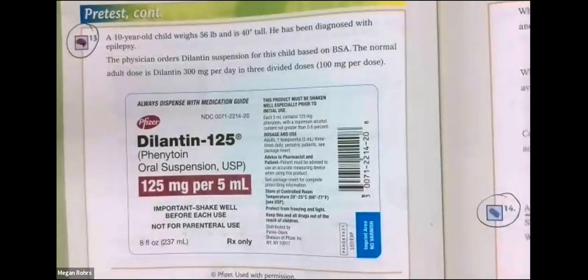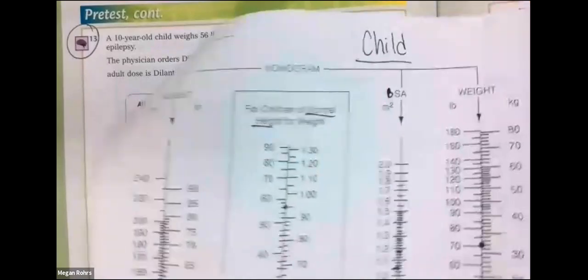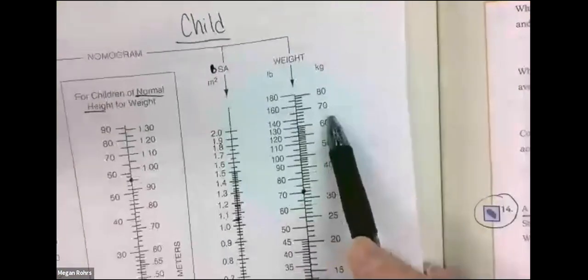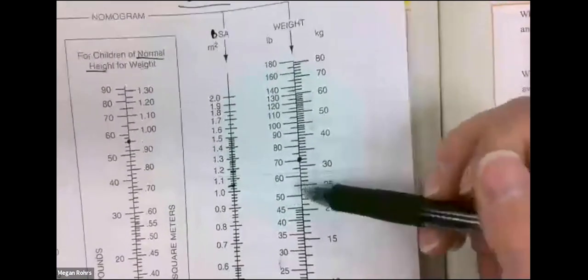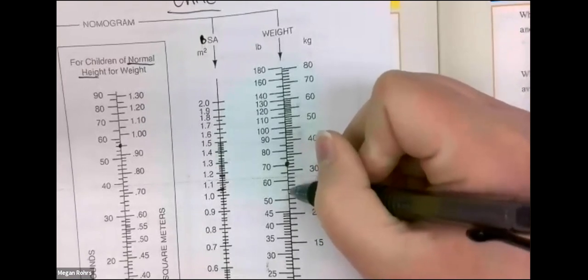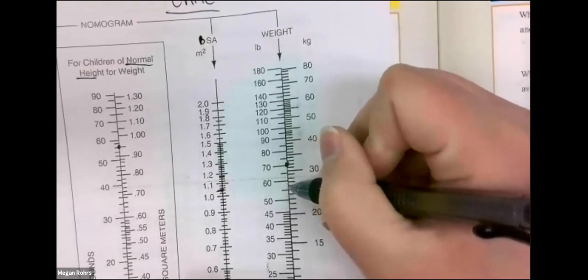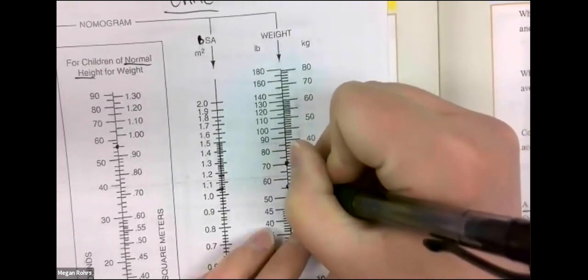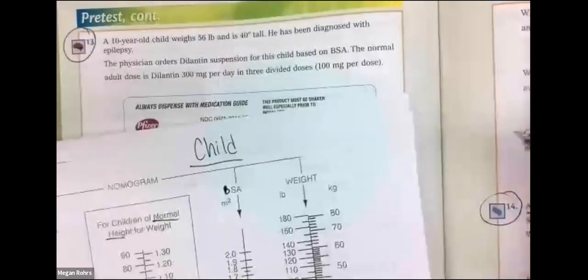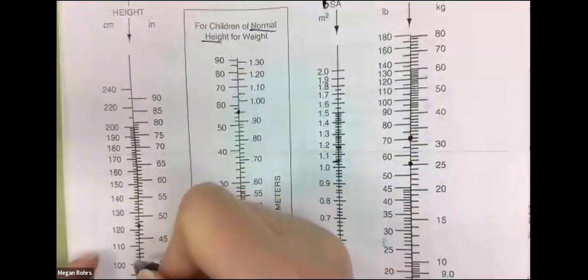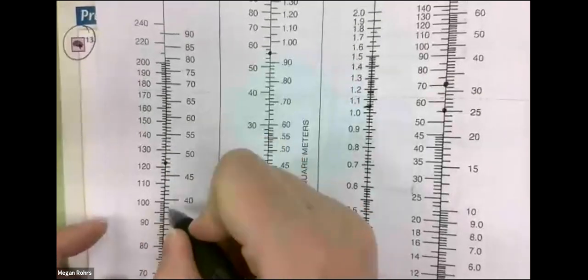So grab your nomogram. We need to make sure that we are on the child side. They are 56 pounds. So we're going to make a mark here. So we have 50, 55. There's no other marks in between here. So we're going to have to kind of eyeball. 56 would be right above 55. And they're 40 inches tall. So on this side, make a mark at 40 inches.